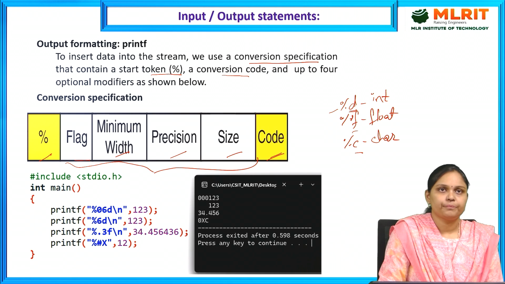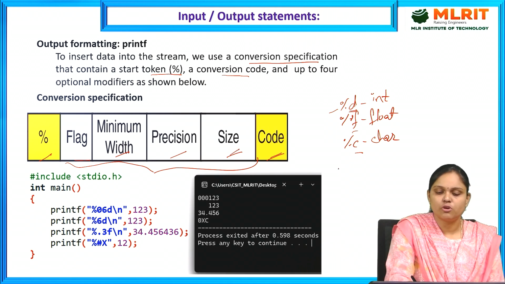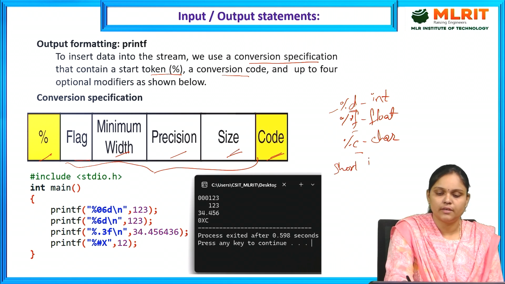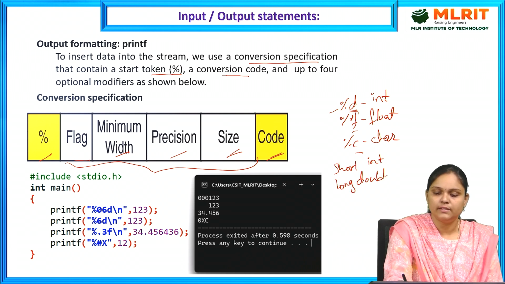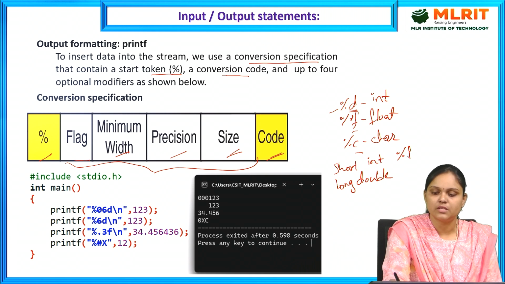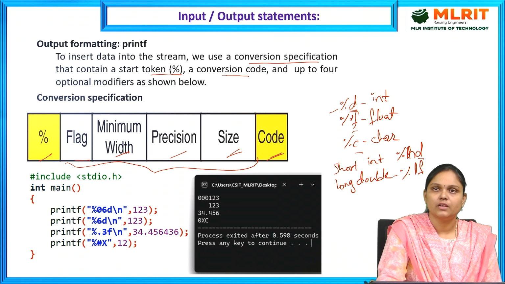Coming to the size. If you have short int or long double, at that time we are using the conversion code %hd for short int, and %lf for long double. See here, for int the conversion code is d, and the conversion code for long double is f. The size that we are mentioning, h, is for short int, so we have the size as short, and for long double we are using l. So that is nothing but the size.